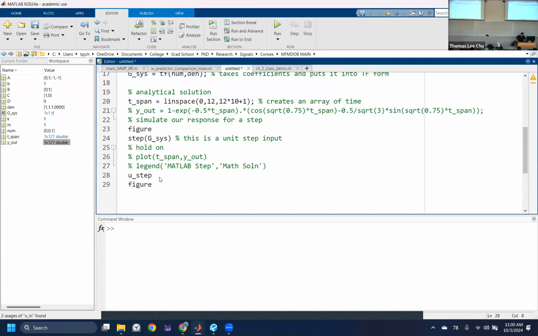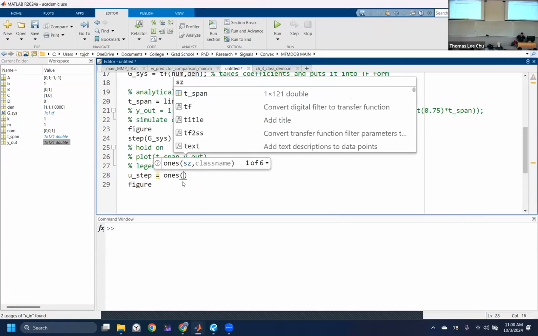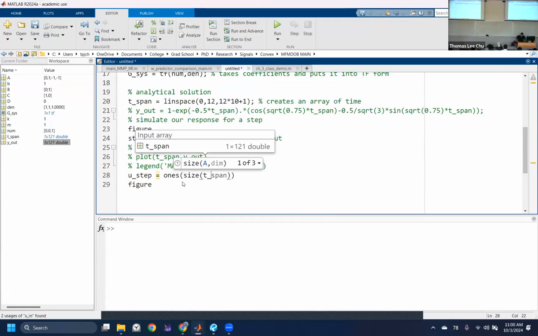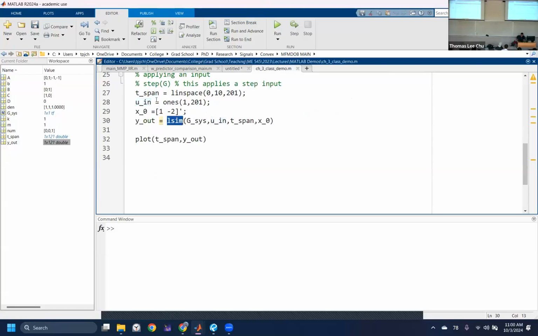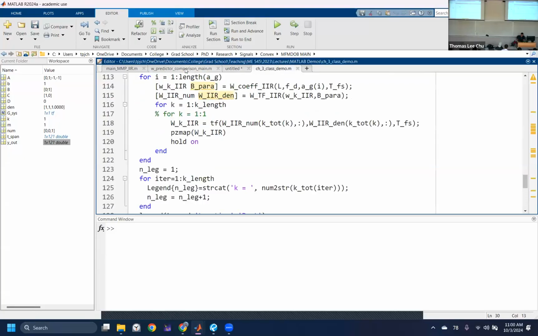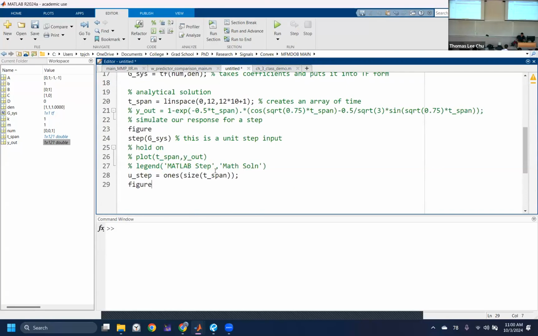Another way of simulating a step input is creating an array of ones. So basically I can create an array of ones. I'm going to do it to the size of T span. And then what you can do is, let's see, how did I do that? T span ones. I'll just be safe instead. I'll just do T span of 121. So this is my step input.